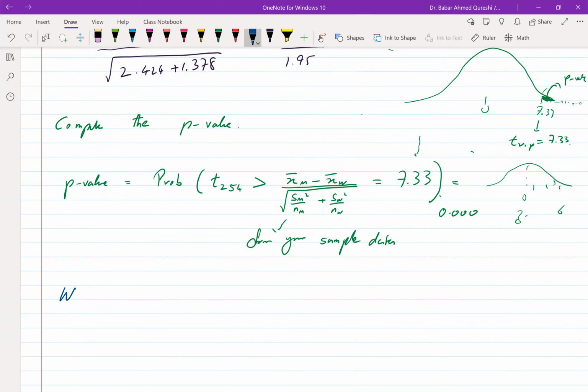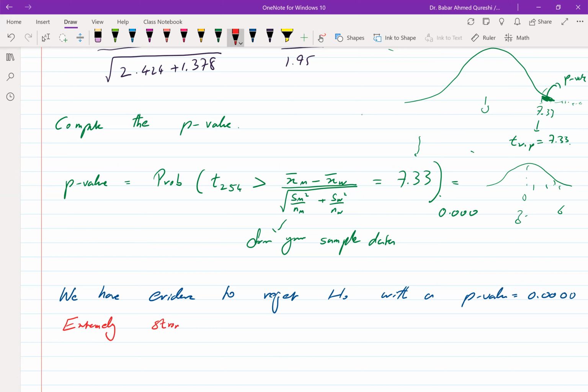We have evidence to reject H naught with a p-value which is almost 0. Up to 3 or 4 significant figures it is 0. So that means extremely strong evidence. Remember, the smaller the p-value, the more evidence you have to reject H naught in favor of H1.